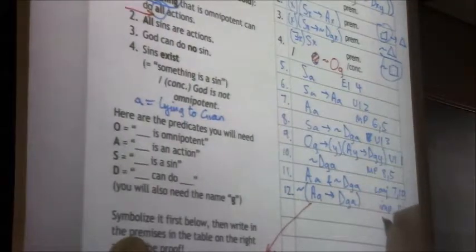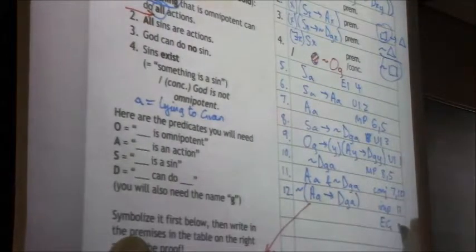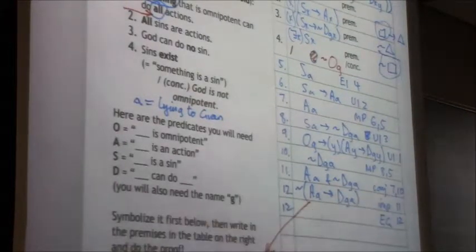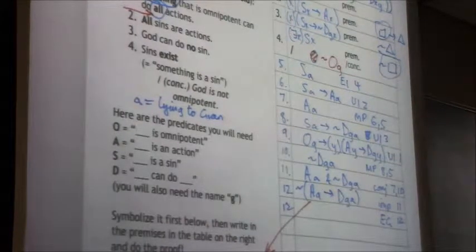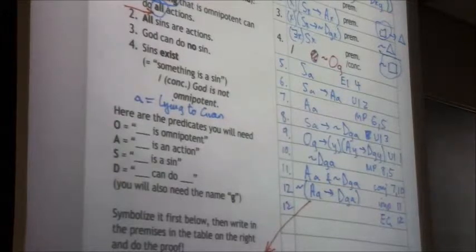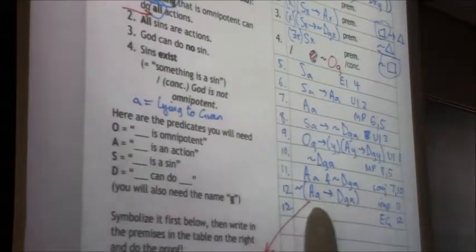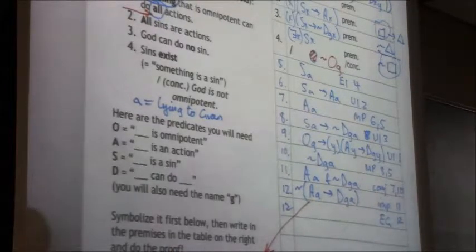Existential generalization. Good. So line 12. First of all though, what does line 12 mean? Who wants to say what it is in English? It's not the case that if lying to your gran is an action, then God can lie to your gran. Yes. It is not the case that if lying to your granny is an action, then God can do it.